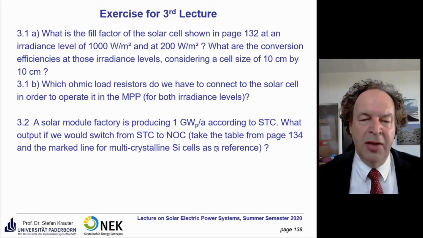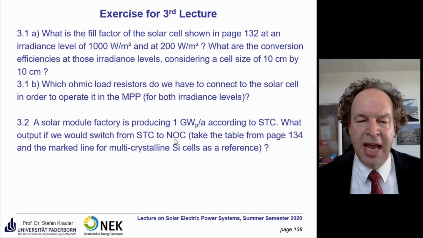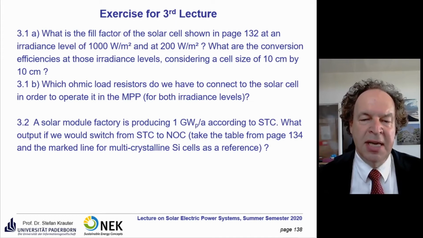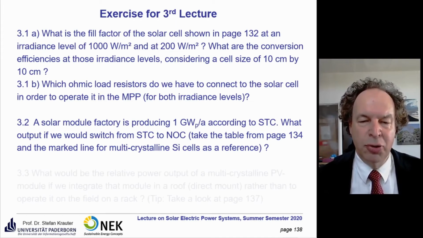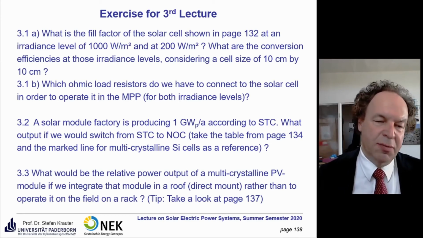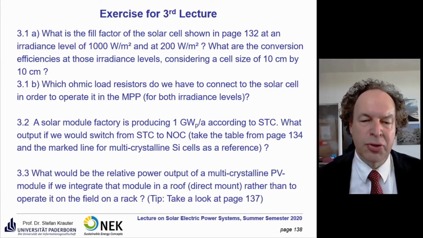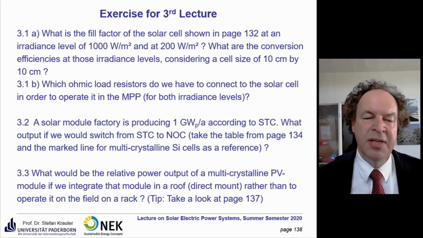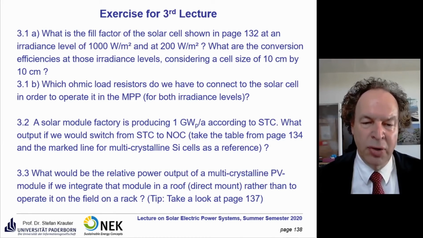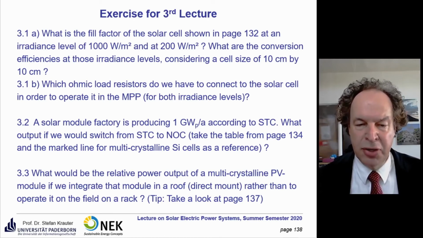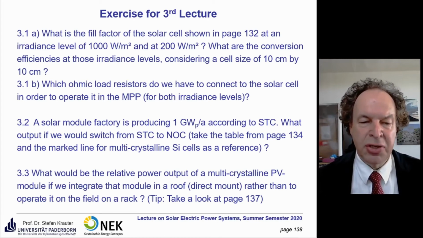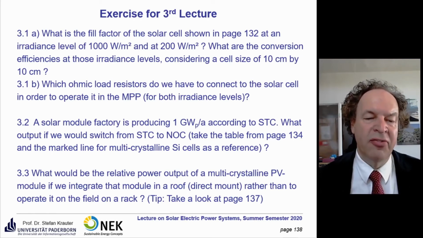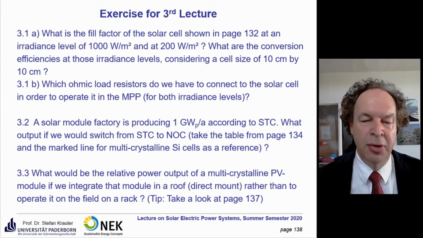And if you take a more realistic value, as we learned, the NOCT is more realistic, then we want to know what would be the output by that. And the last question is, what would be the relative output of a multicrystalline PV solar module if we integrate that module in a roof? So this means a direct mount. As we learned, there's a quite significant increase in temperature, rather than operating it in a field on a rack, where we learned that it's cooled also from the backside, so we have a quite low temperature. And you should take into consideration the numbers given on page 137.